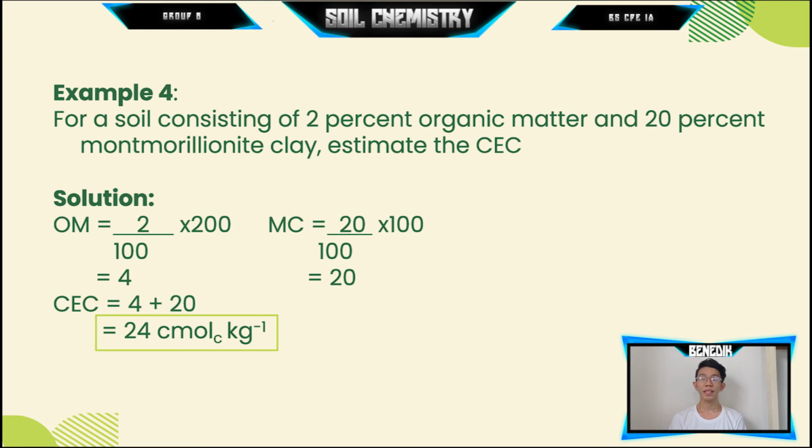After solving the CEC of each individual soil component, we need to get its sum to know the total CEC. So, 4 plus 20 would give us the answer 24. So, this soil has a cation exchange capacity of 24 centimoles of charge per kilogram.